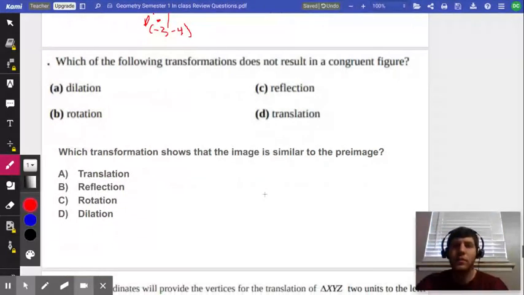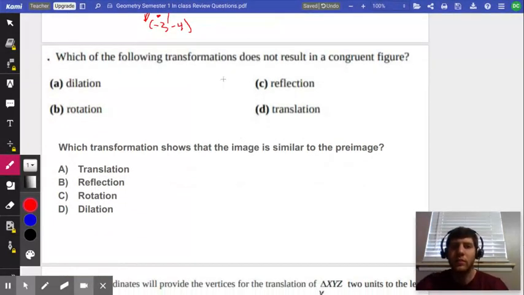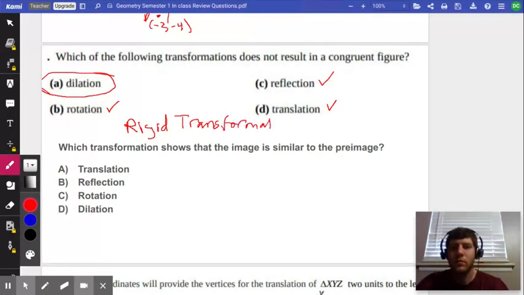All right, which of the following transformations does not result in congruent figures? We didn't really talk about this, but it'd be dilations. These are the ones we talked about. These are all rigid transformations, which means they don't change their size or shape. They're rigid. So those are the ones that are congruent: rotation, reflection, translation. We'll talk about dilations when we do similar figures.